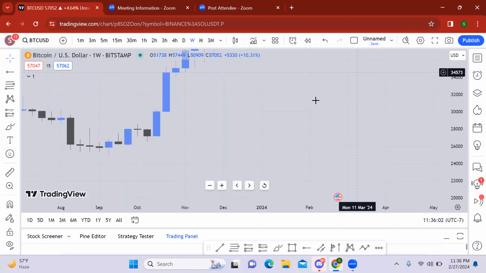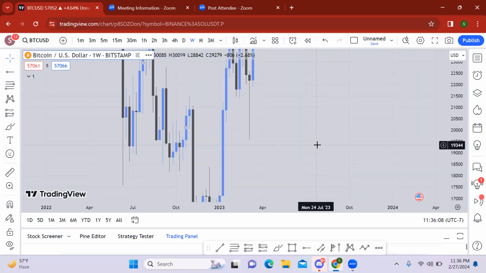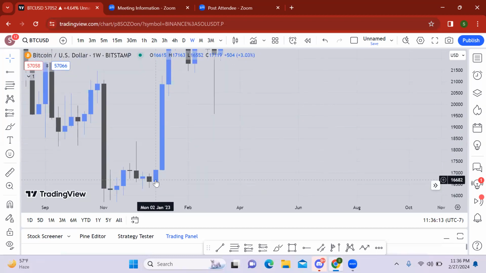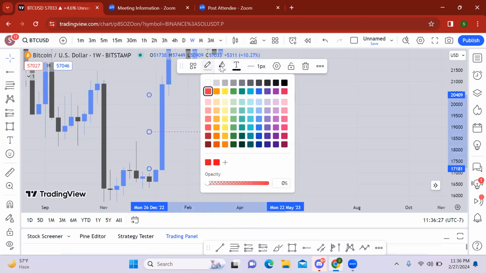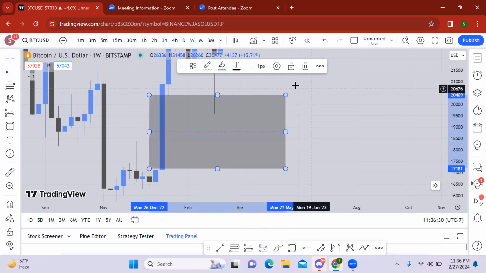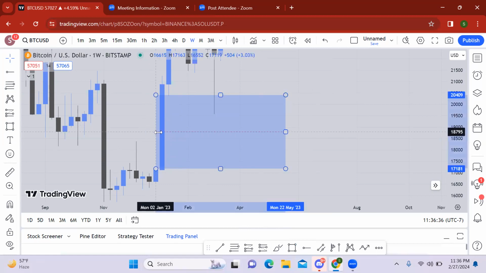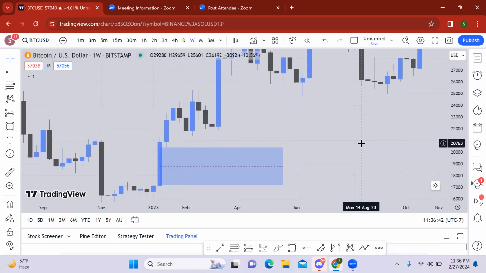Okay, from the bottom, I will start. Because trend is up, I will only look for bullish imbalances. And I will show you bearish imbalances. One candle, second candle, third candle. Okay, three candles. Now I have to mark the top of this candle, okay, marked, and the bottom of this third candle. Now I have to go to my settings to turn it blue. So this is my imbalance. One imbalance here.